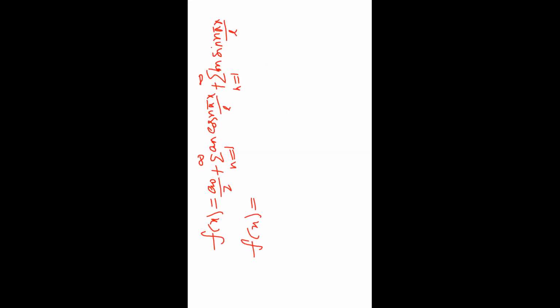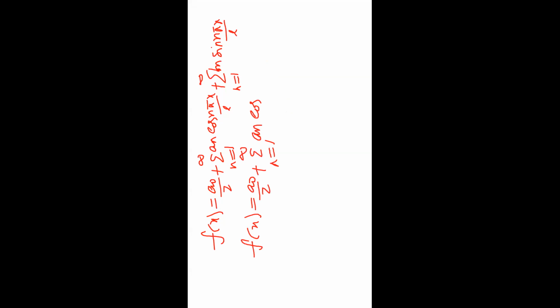So f of x equal to a naught by 2 plus sigma n equal to 1 to infinity an cos n pi x by L. L means 3 by 2. So in the reciprocal of 3 by 2, the 2 goes to the numerator.